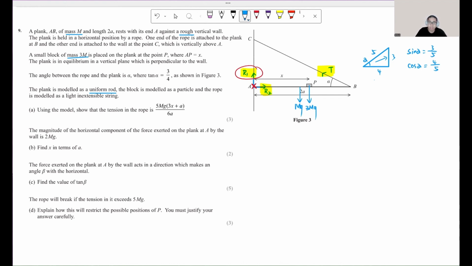Again, because it's in equilibrium, clockwise is equal to anti-clockwise. mg and 3mg would be clockwise, because they go this way. That's the clockwise direction. And for the tension, if we draw a circle here, we can see the tension goes this way, so that has to be anti-clockwise. So first we write clockwise is equal to anti-clockwise.